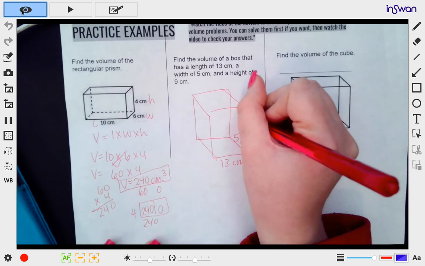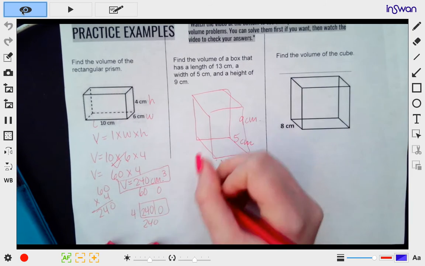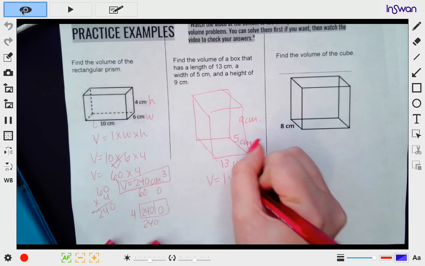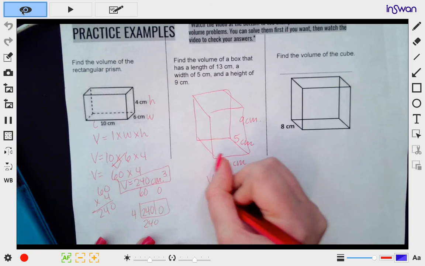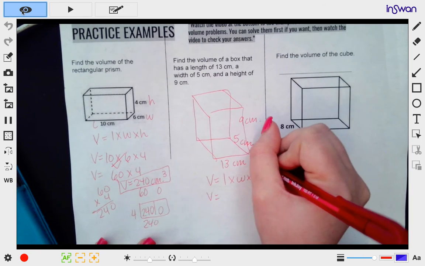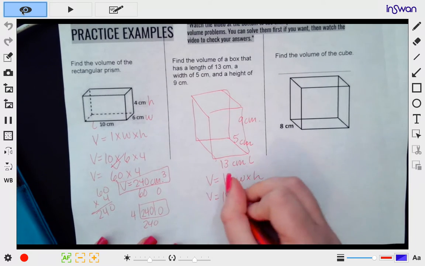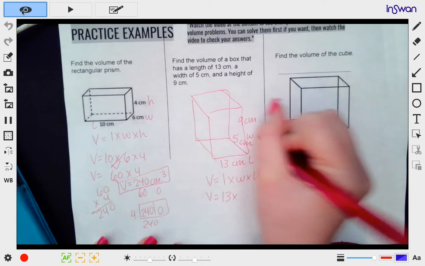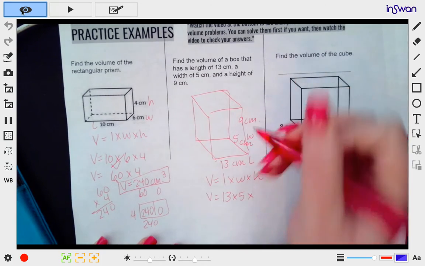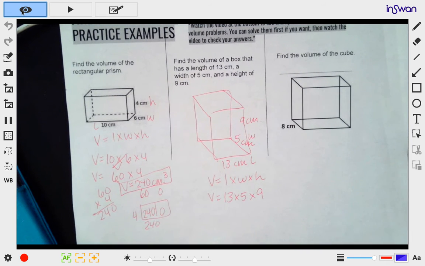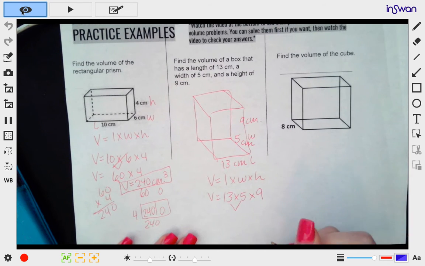Volume equals length times width times height. And the length was this number, 13. The width was this number, which is 5. And the height is this number, which is 9. So to find the volume, I'm going to have to do 13 times 5 times 9. I'm going to do 13 times 5 first. 13 times 5.